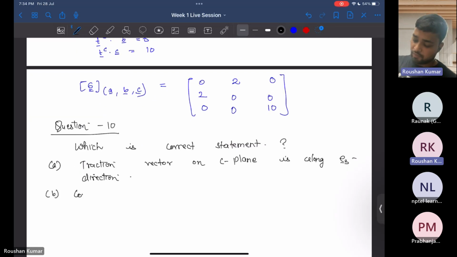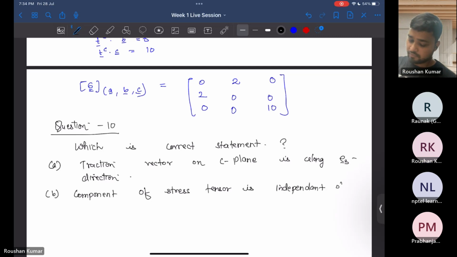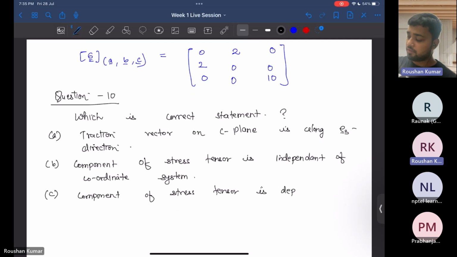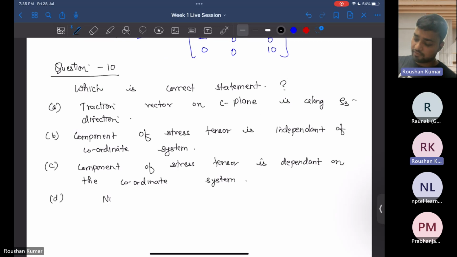The second option is: component of stress tensor is independent of coordinate system. And the third option is: component of stress tensor is dependent on the coordinate system. And the last option is none of these.